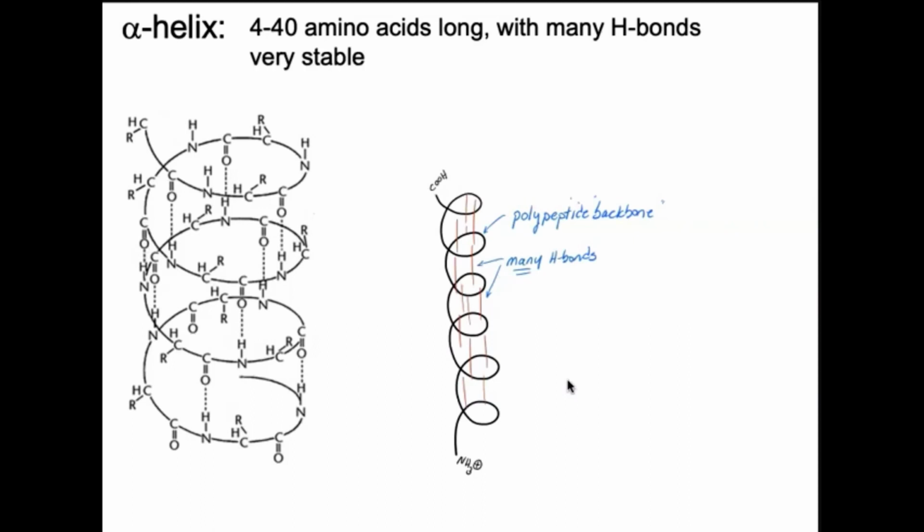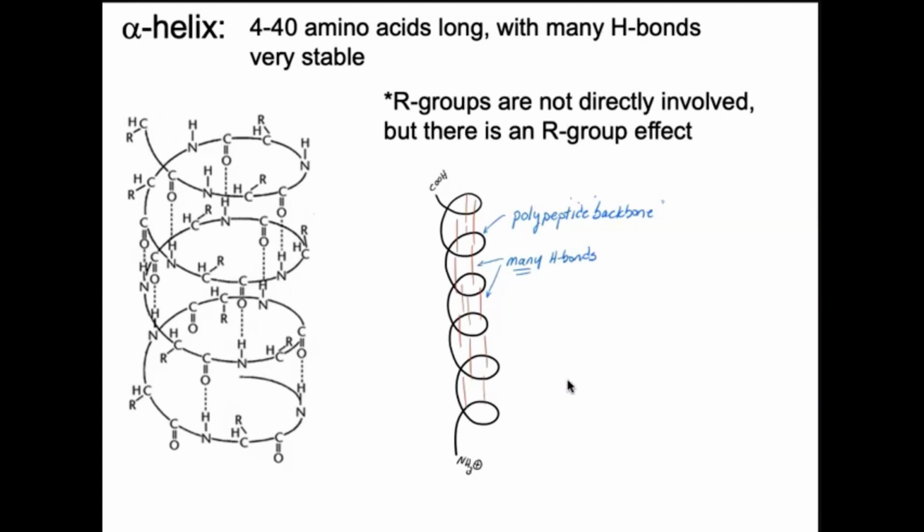Now there is such a thing as what we call an effect of the R groups, by the way. There's an R group effect that will determine whether or not a certain sequence of amino acids in a polypeptide is more likely to form this helical structure. The R group effect just refers to the fact that there are certain amino acids that, because of their size or their shape or their charge, won't sit quite right next to each other in a coiled structure, so they may be less likely to form one. But the R groups themselves, as I said, are just sticking out to the side here. They're not directly involved in it.